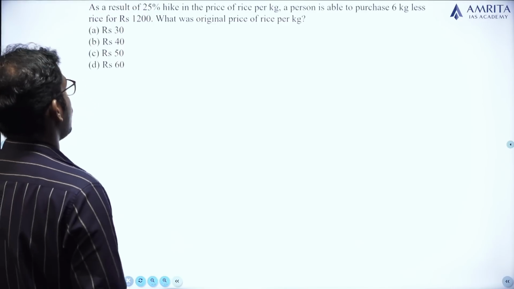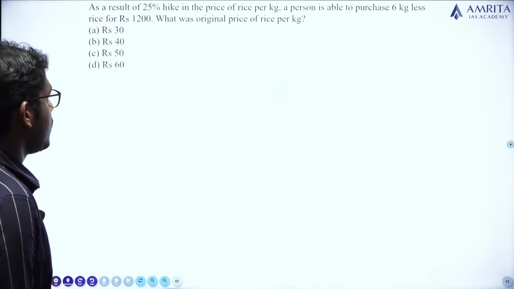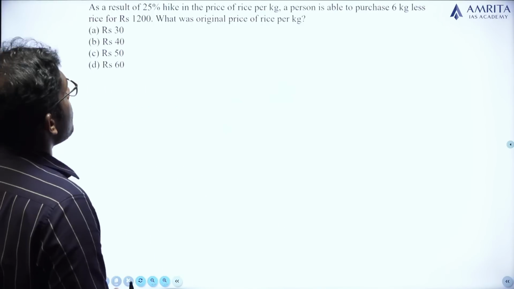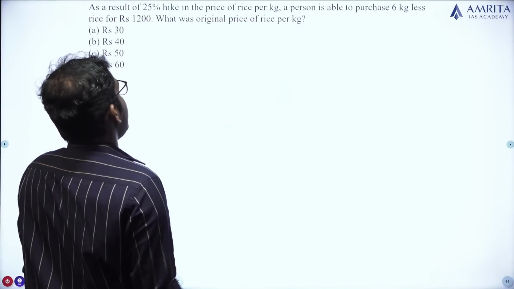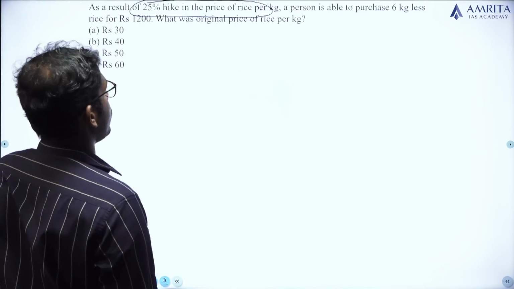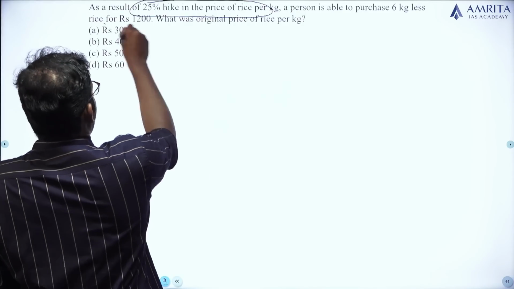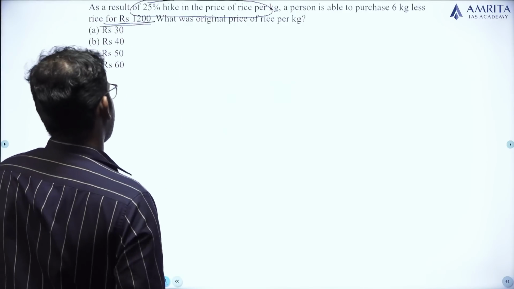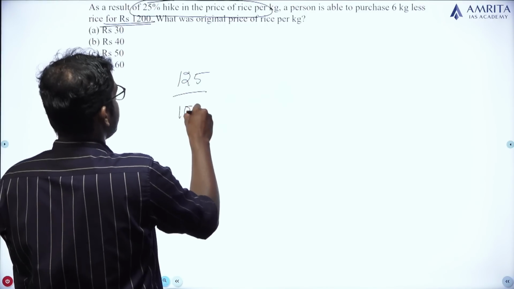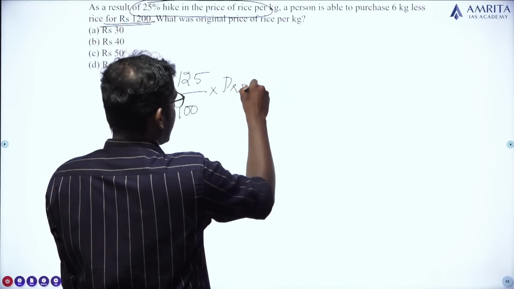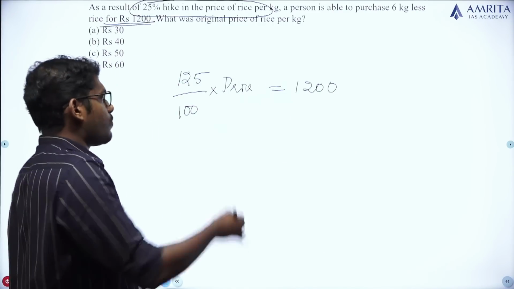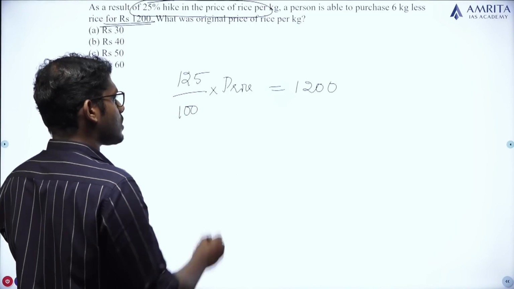As a result of a 25% hike in the price of rice per kilogram, a person is able to purchase 6 kilogram less rice for 1,200. What was the original price of rice per kilogram? Okay, fine. So there is a 25% hike in the price of rice per kilogram, and then he purchased for 1,200. So 125 divided by 100 into the actual price is equal to 1,200.